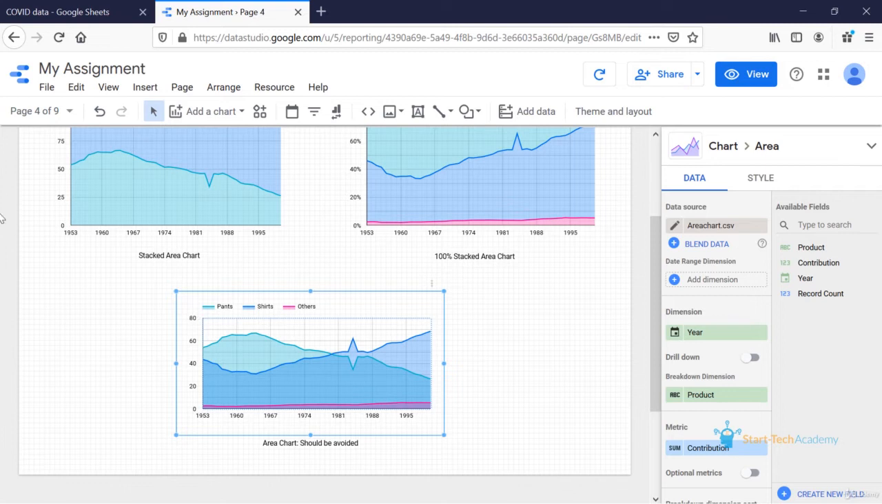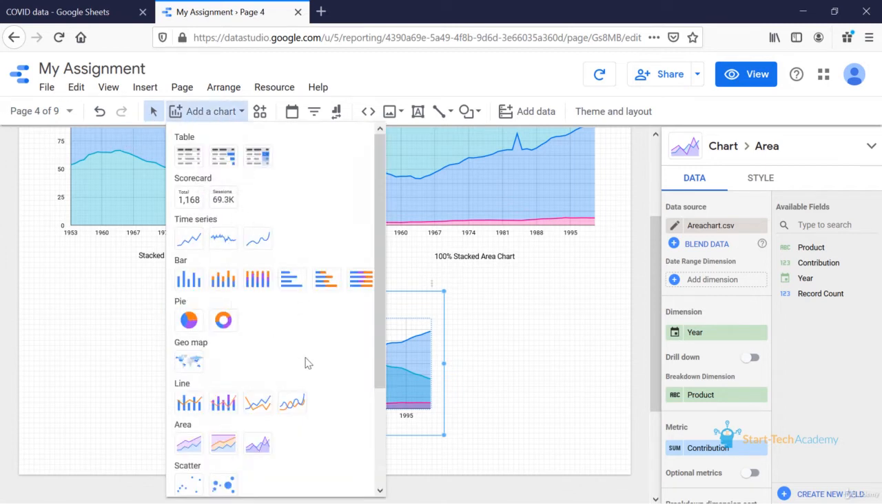Then you have to try all the 3 types of area charts. These are the 3 types. This third one is the normal area chart. The other 2 are the stacked ones. So the first chart that I have here is this stacked area chart. The next one is the 100% stacked area chart, and this third chart below is the normal area chart. You have to draw all 3.